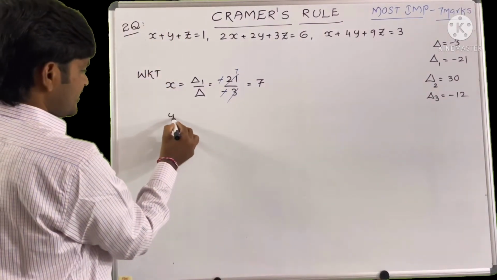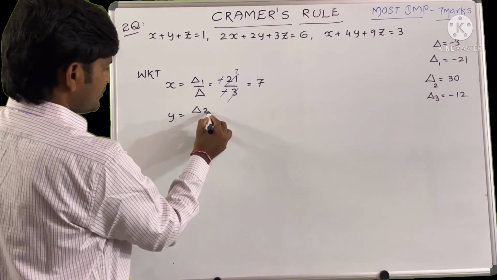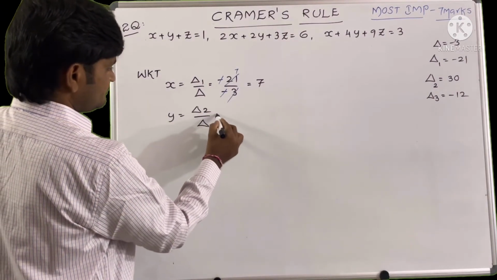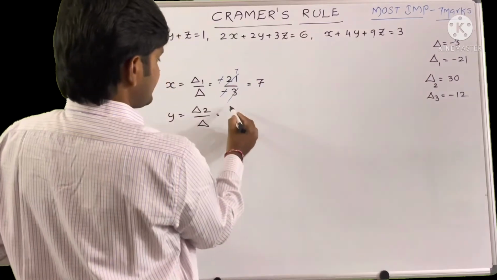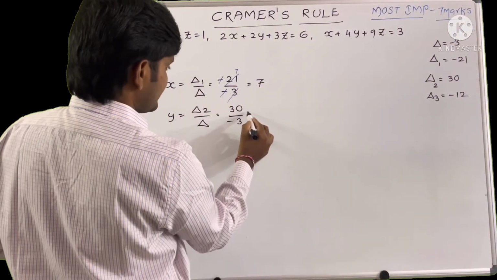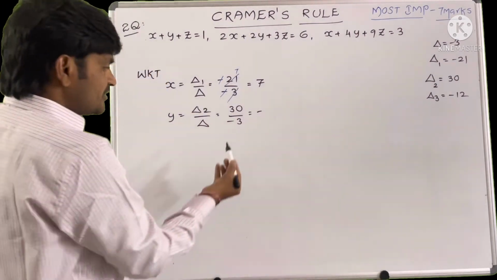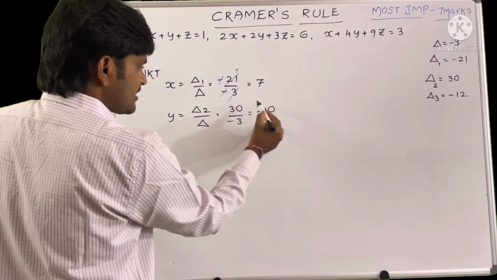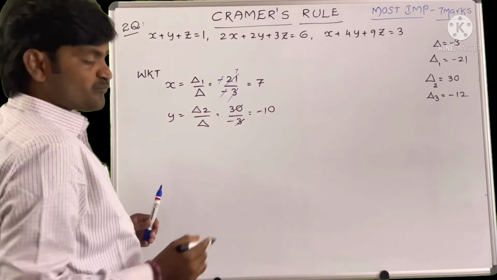Similarly, y formula is delta 2 by delta. Delta 2 value is 30 and by delta value is minus 3. Simply minus 3 table, 3 10s are 30, so y is minus 10.